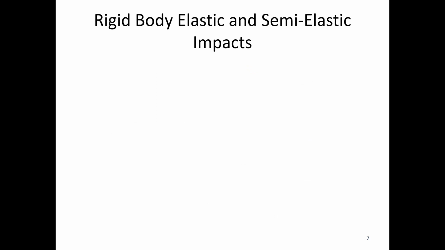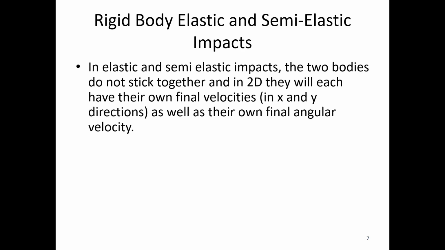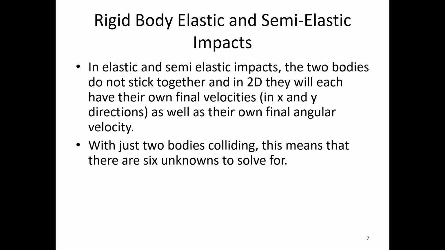Next up, we have elastic and semi-elastic impacts. This is where the two bodies are going to bounce off of one another, and it's not going to be a single body in the end. So in these situations, they don't stick together in 2D. Each of the bodies is going to have its own x and y final velocity as well as its own final angular velocity. That means with just two bodies colliding, there are 6 unknowns to solve for.